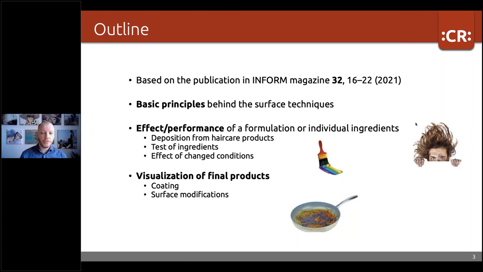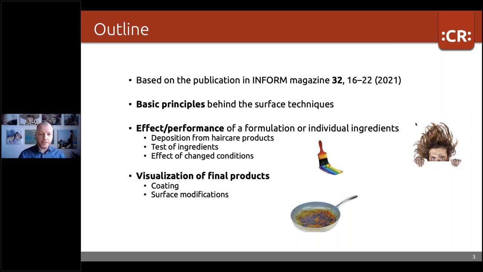And I will go through the basic principles of some surface techniques. And I will say that most of the work I present here is for liquid formulations. And often you measure liquid formulations using scattering techniques, for instance, to understand what your formulation looks like. But using surface techniques, you can actually measure and try to understand the effect or performance of your formulation, how it acts on a surface. So for instance, the deposition of shampoo or hair care products, or even test different ingredients and see how you can change the effect of your formulation. You can also use it to visualize the final end product as a coating or as a surface modification.